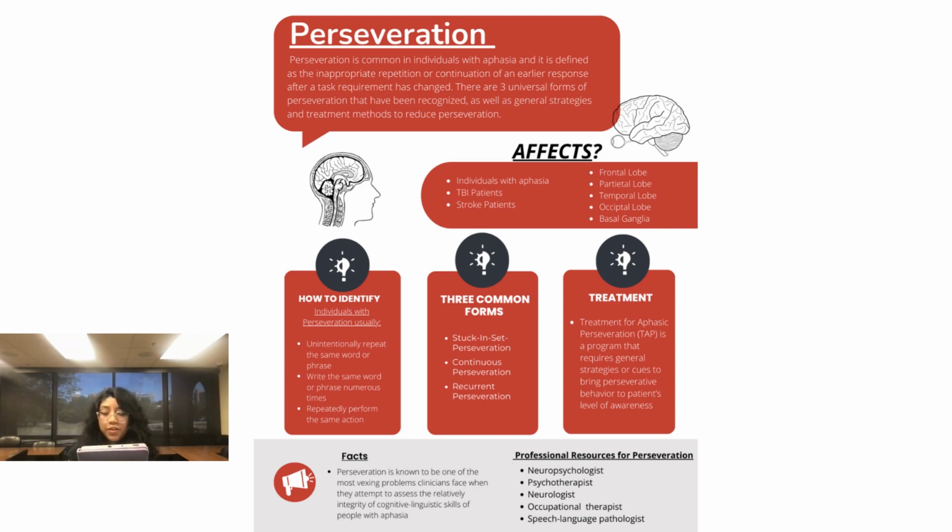Individuals with perseveration usually unintentionally repeat the same word or phrase, write the same word or phrase numerous times, or repeatedly perform the same action. There are three common forms: stuck in set, continuous, and recurrent perseveration, as well as three subtypes, which are lexical, semantic, and phonemic carryover. The treatment that we talked about is TAP, a program that requires general strategies or cues to bring perseveration behavior to patients' level of awareness.